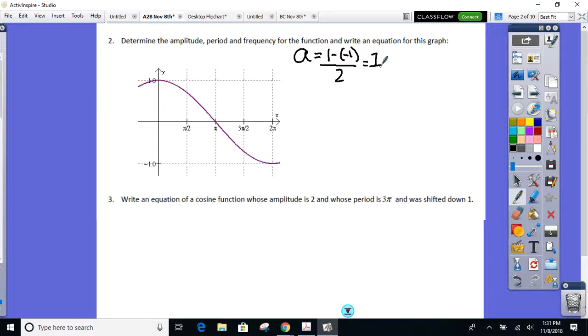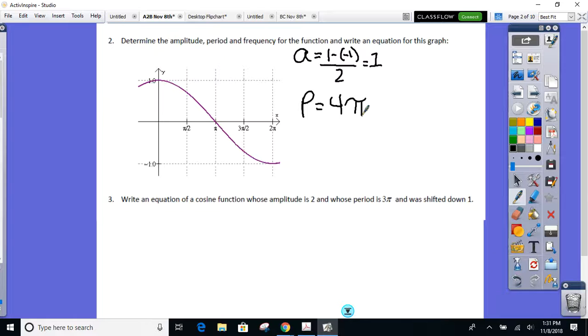We're all good there. Period. What's period mean again? How long it takes to make one cycle. Well, this isn't one cycle, right? This is what? Half a cycle. And it took 2 pi to get to half a cycle. So if I continued it, how long would it take to get a full cycle? 4 pi. So the period is 4 pi. Questions about that one? That's how long it's going to take to make a full cycle, because I see half of it right now.